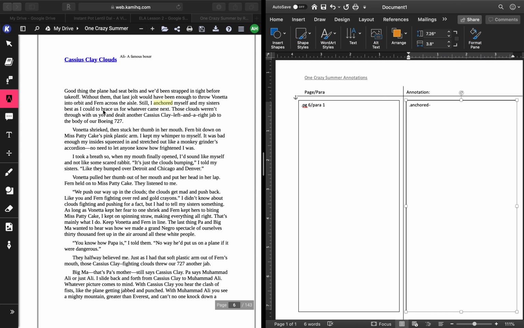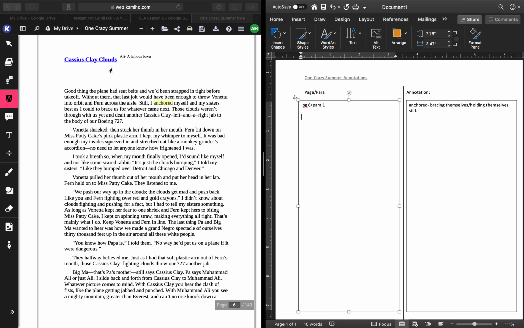We know what an anchor is, right? It holds a ship in place whenever they throw their anchor out in the middle of the ocean. So we know that anchored means they're bracing themselves, holding themselves still. Okay, so they're anchoring themselves. All right, so what else stands out here?